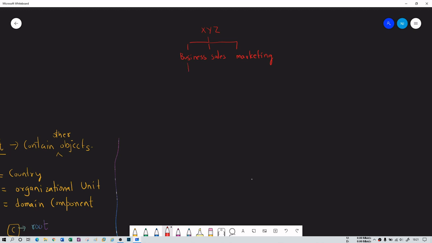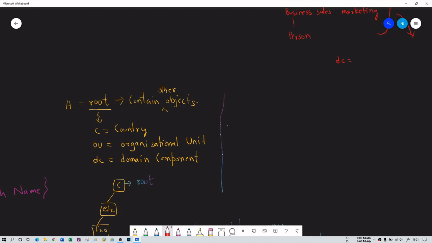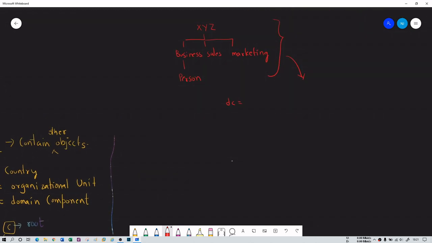Business has some person, so maybe this is a person. This complete tree structure can be drawn in LDAP like this. So maybe DC, as I told you, DC is a root component here. You can see here the domain component, it's a root. So I will write DC as my XYZ, and then it is connected to these organizational units, by the way. So this is basically DC, this is OU. So I will write OU equals to business.